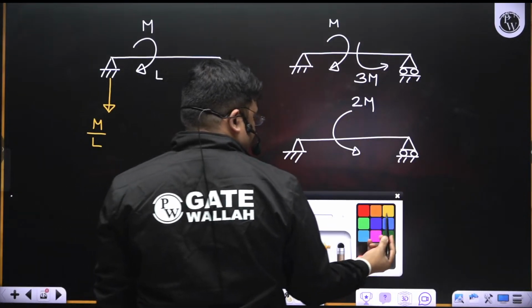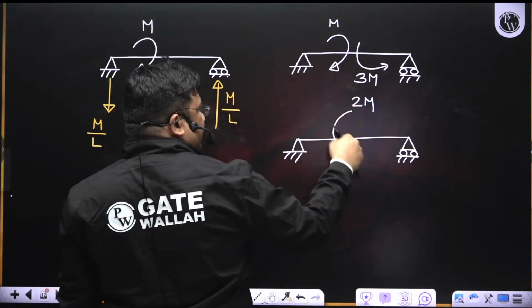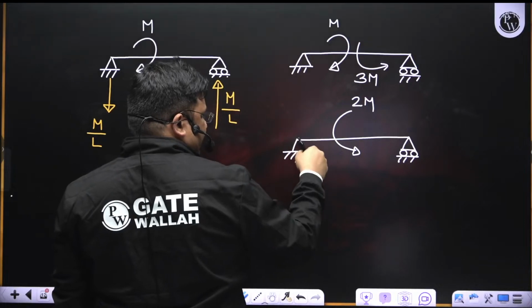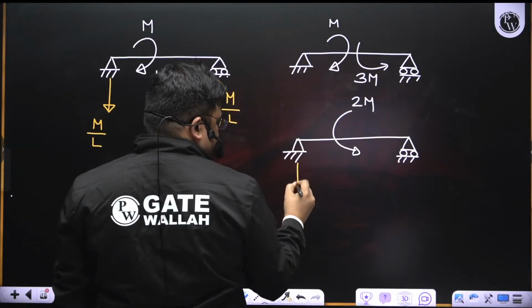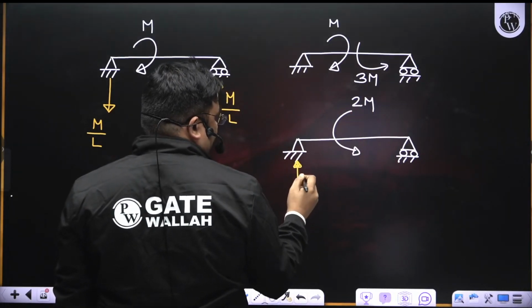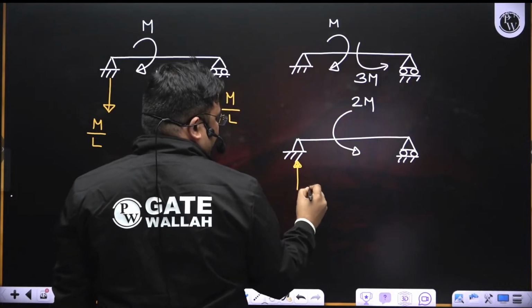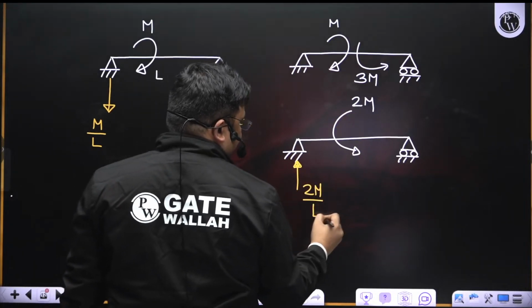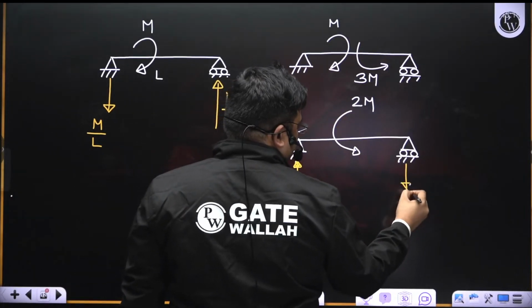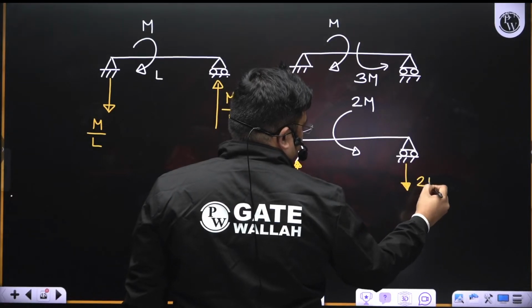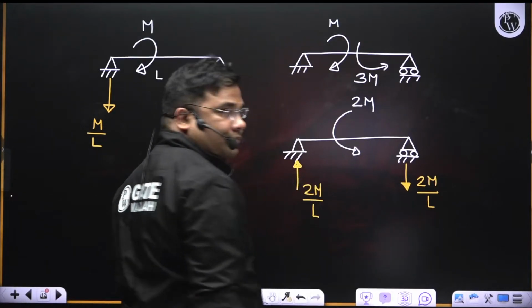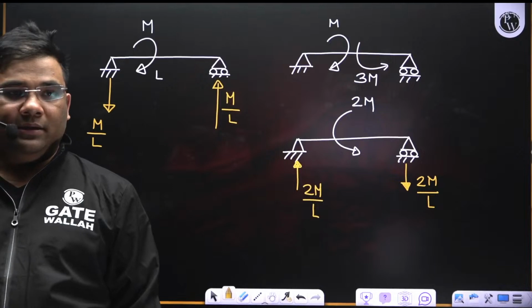Now see, this is trying to press this and lift this. So the reaction here will be upward, and how much? 2M by the total length, so 2M by L, and here opposite to that, 2M by L. Yes, like this, right?